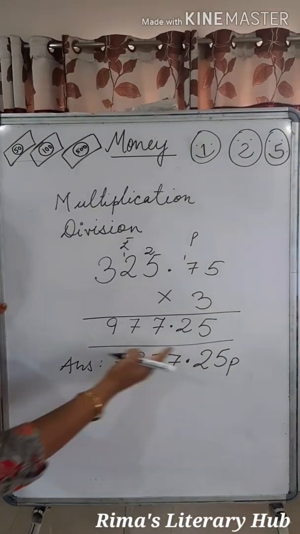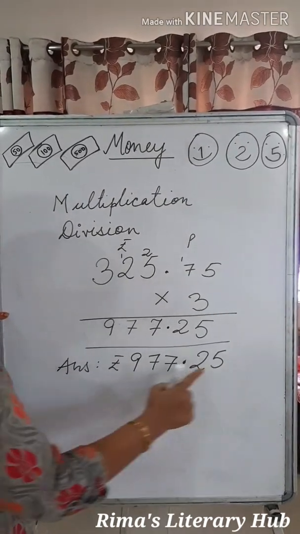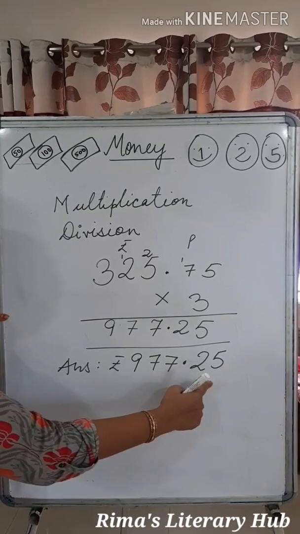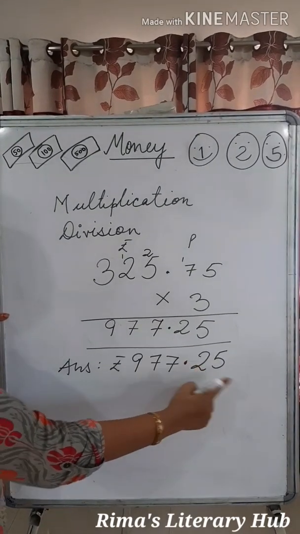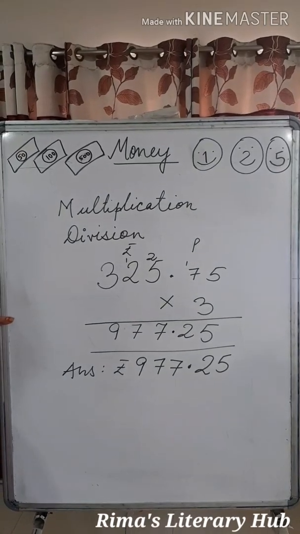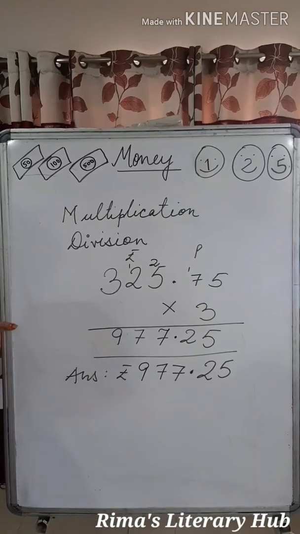Now one more important thing. When we only talk about rupee, it's not necessary to put this paise. You can remove this paise. The point denotes that this part is paise. So we can say rupees 977 and 25 paise. That's all for multiplication. I think it's very easy and very simple. So you don't need another example.